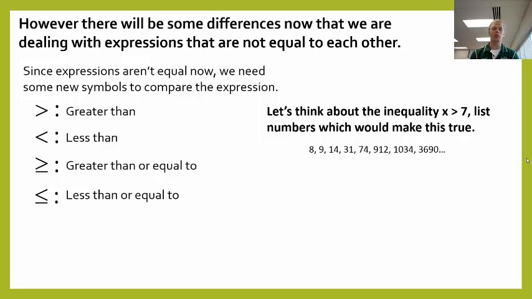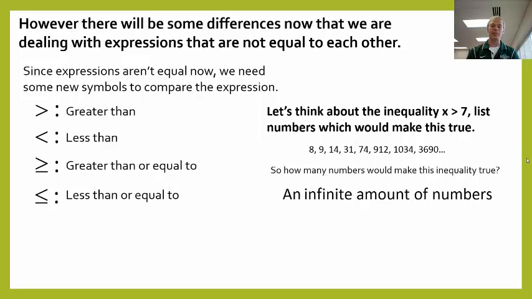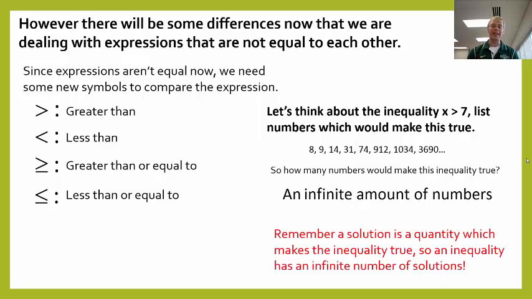Well, how many numbers could it keep going for? How many numbers could I put in for x, substitute for x, to make this inequality true? And the answer is an infinite amount of numbers. Now, if you remember, that was our definition of a solution, something that makes an equation true. Well, we're going to carry that same definition with inequalities. A solution to an inequality is anything that makes our inequality true, that makes the statement correct.